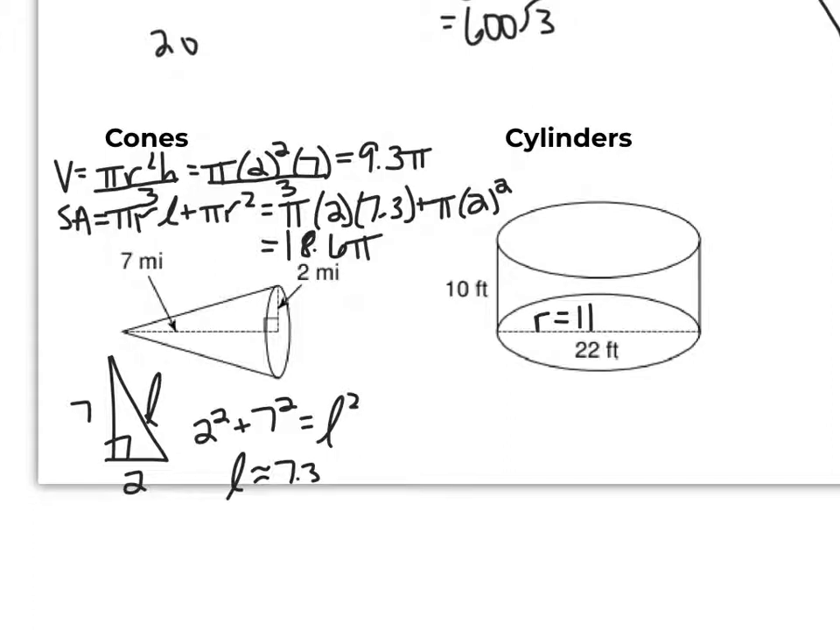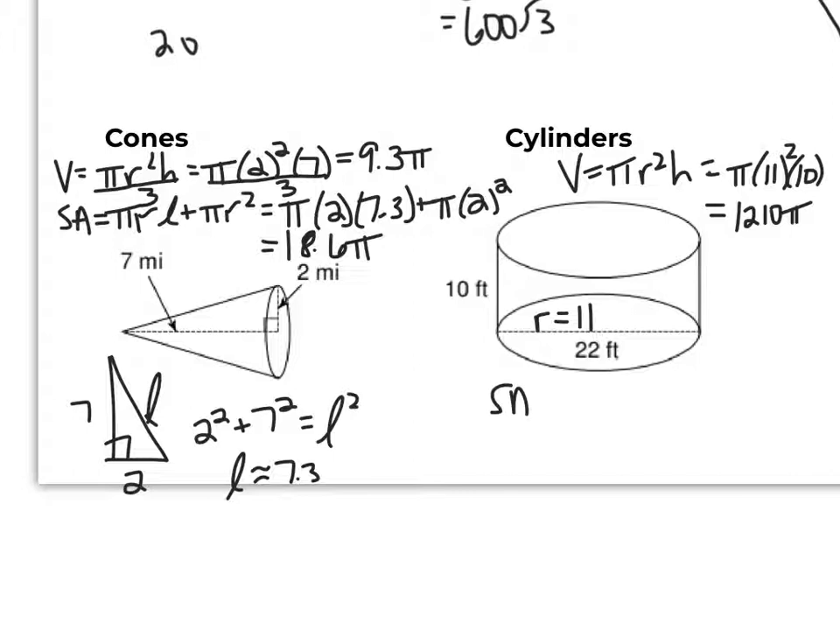Alright, cylinder. This is the one that's pi r squared h. Whew. We're almost there. You can do it. I believe in you. Alright, you like me being cheesy? So, pi times 11 squared times 10. So my volume is 1,210 pi.